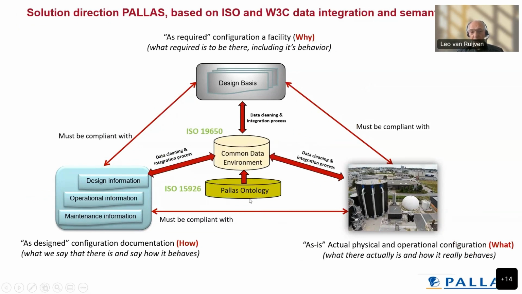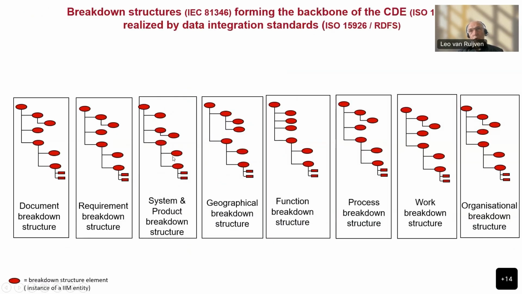Based on the ISO 15926 ontology, in fact, we incorporate the three worlds into one common data environment by cleaning the data from each world and harmonizing it according to the ontology. In this case, we derived from 15926 a specific Pallas ontology, which we use to harmonize the data between all parties involved. If you look into the common data environment, you need structures to organize your data, to organize the information.